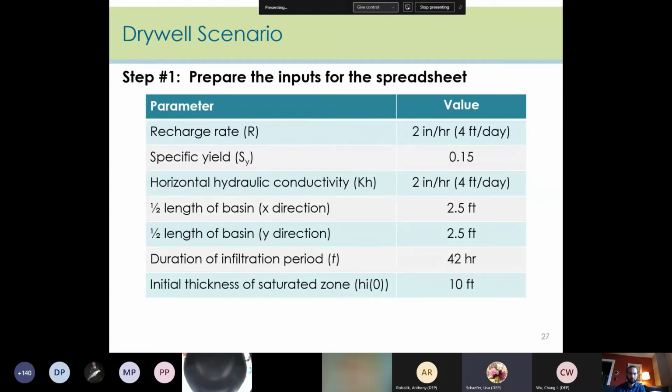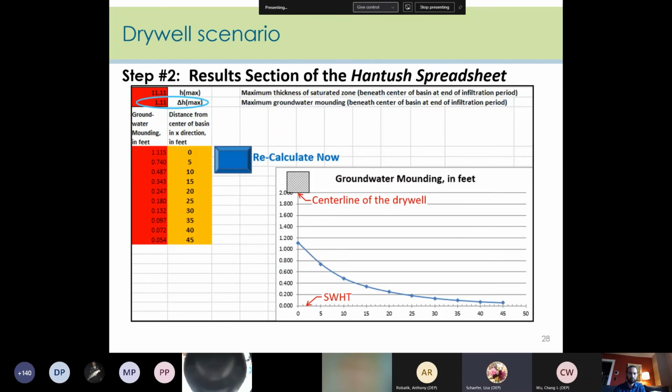So 1/2 of our tested infiltration rate is used for our recharge rate. The specific yield is the default value. Now we're outside the coastal plain, so the horizontal hydraulic conductivity is the same as the recharge rate. And we calculated the duration of infiltration period to be 42 hours, and we use our initial thickness of saturated zone of 10 feet. So the results show that the maximum height of groundwater mounding, 1.11 feet, occurs at the end of the duration of infiltration period at the center of the dry well.